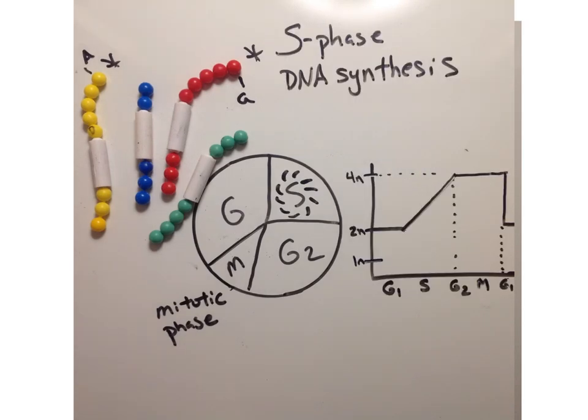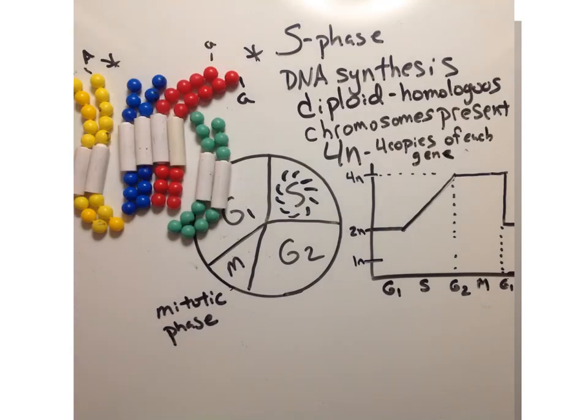The next phase is S phase. The S is for synthesis of DNA. At the beginning of S phase, DNA replication begins, and the amount of DNA in the cell will double by the time S phase is over.